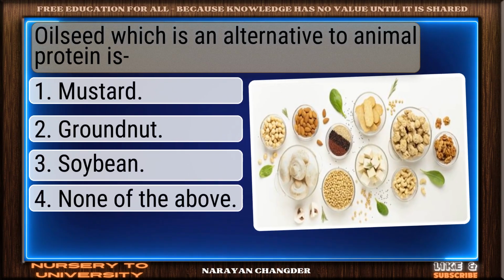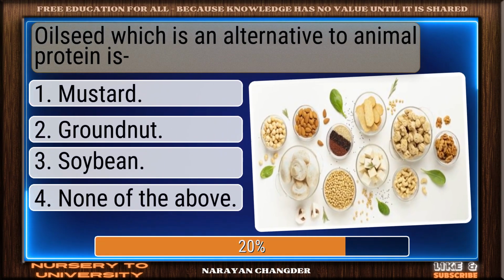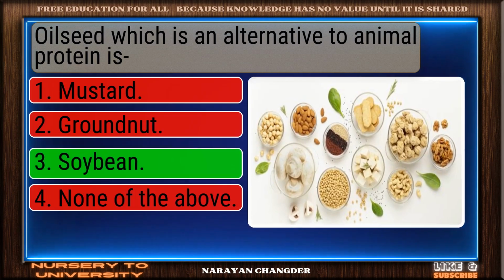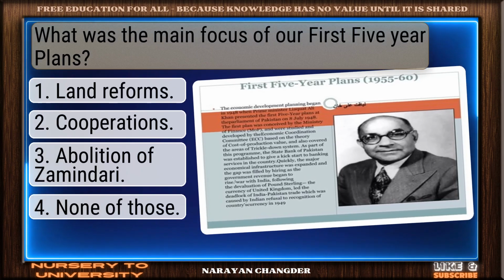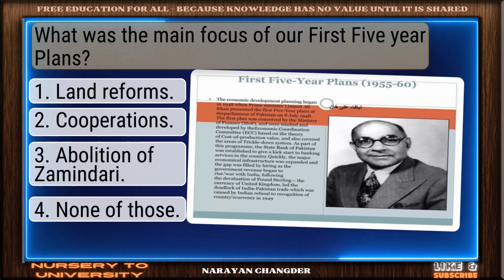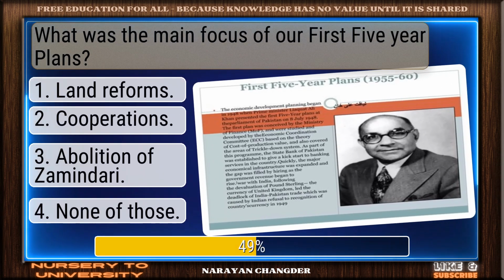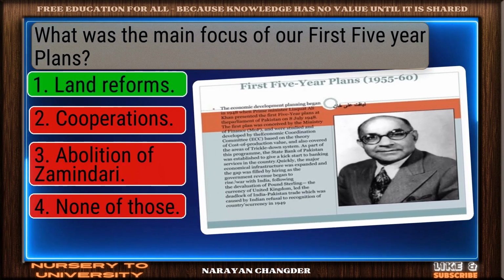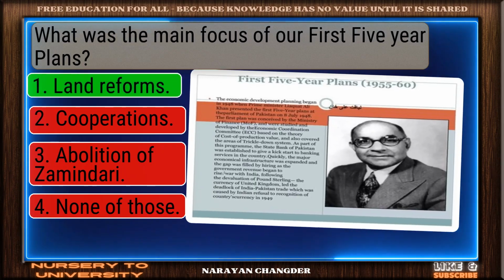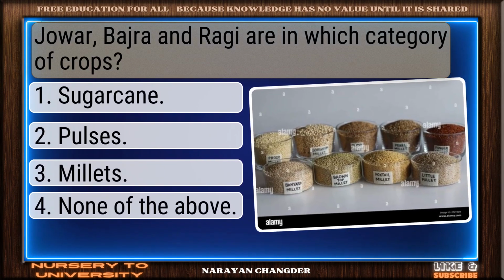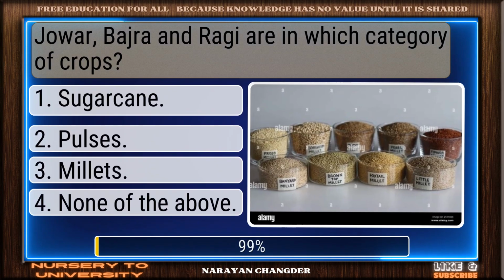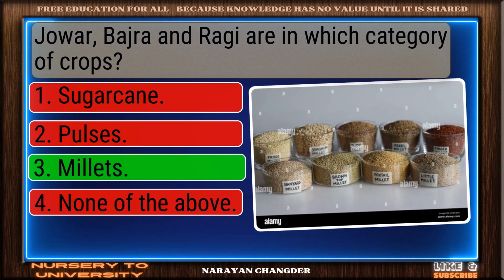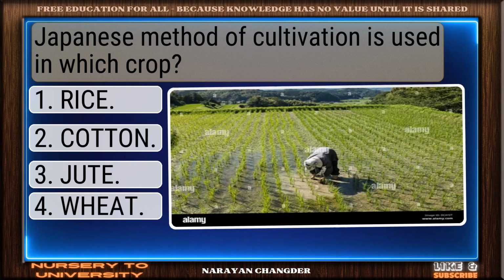Oilseed, which is an alternative to animal protein, is? Excellent. Soybean is well reasoned. What was the main focus of our first 5-year plan? Exactly. Land reforms make sense. Jowar, Bajra and Ragi are in which category of crops? Bravo! Millets is the answer.